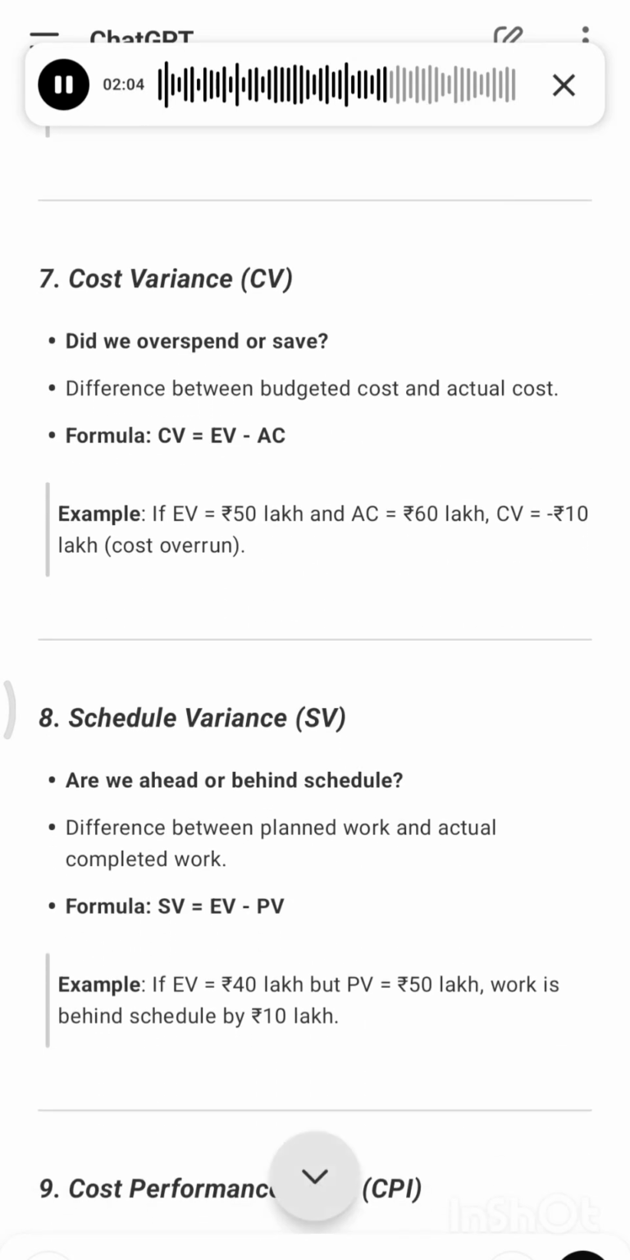8. Schedule variance, SV. Are we ahead or behind schedule? Difference between planned work and actual completed work. Formula, SV equals EV minus PV. Example, if EV equals 40 lakh but PV equals 50 lakh, work is behind schedule by 10 lakh.